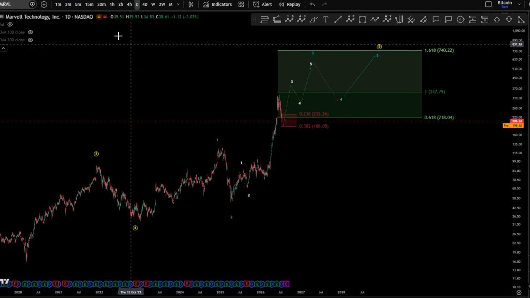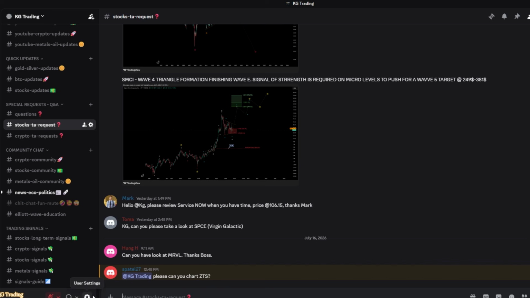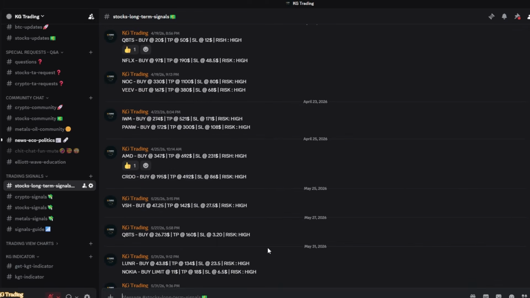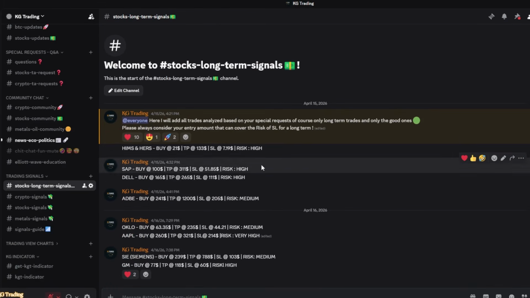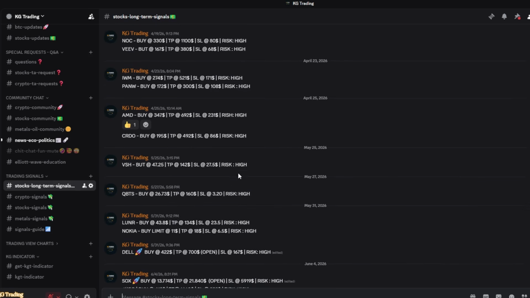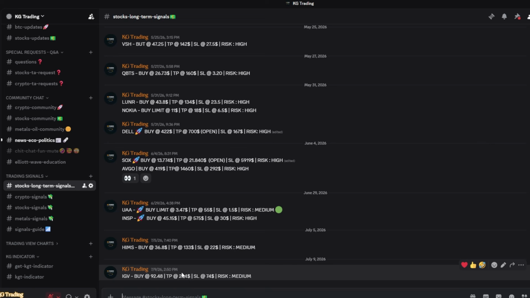What I mean with our stocks, so we're going to put here in our stocks long-term signals. Every beautiful stock, which is much more recommended than any other chart, you can find it here as well. You can find a lot of long-term signals here and targets that we are looking for. And currently, MRVL or Marvell is entering our page. So MRVL, we're going to say buy.